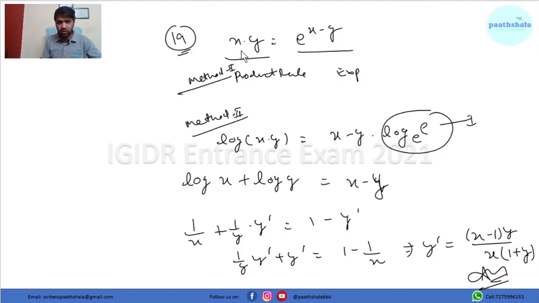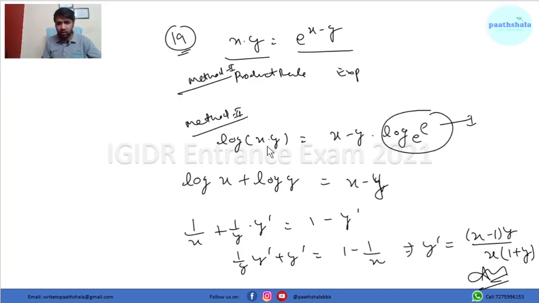This question is x to the power y equals e to the power x minus y. So this question can be solved with the help of two methods. In method 1, you can solve the left hand part by product rule and the right hand part by using the differentiation of exponential function. But here we'll solve it by method 2. So for that, we'll take log on both the sides.